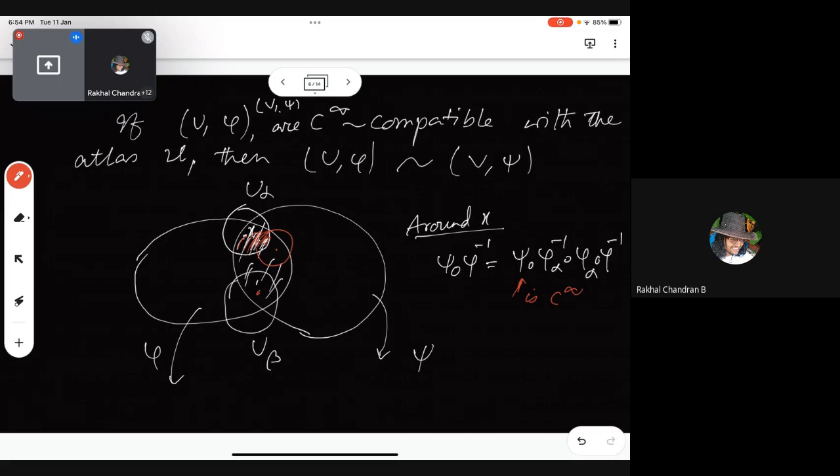Yeah? So that means this map is C infinity, since x is an arbitrary point of U intersect V. Well, around, let's say around phi of x I should put. Is it clear? I can explain one more time if needed.